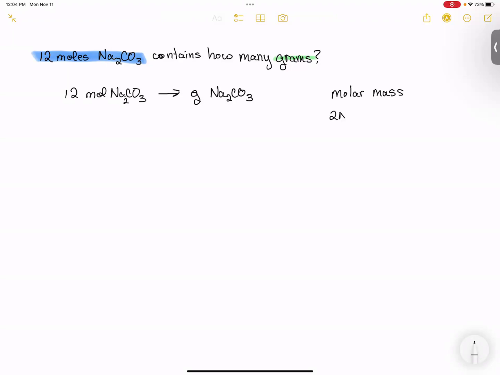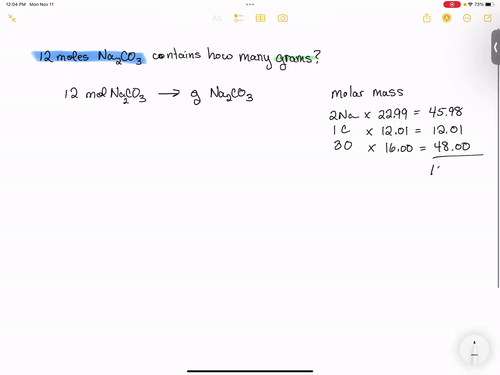So we have 2 sodiums, 1 carbon, and 3 oxygens. Sodium has a mass of 22.99, carbon a mass of 12.01, and oxygen a mass of 16.00. So the sodiums contribute 45.98 to the overall mass of the structure. The carbon contributes 12.01, and the oxygens contribute 48. So the mass that we're dealing with is 105.99. That's 105.99 grams of sodium carbonate is equal to 1 mole of sodium carbonate.